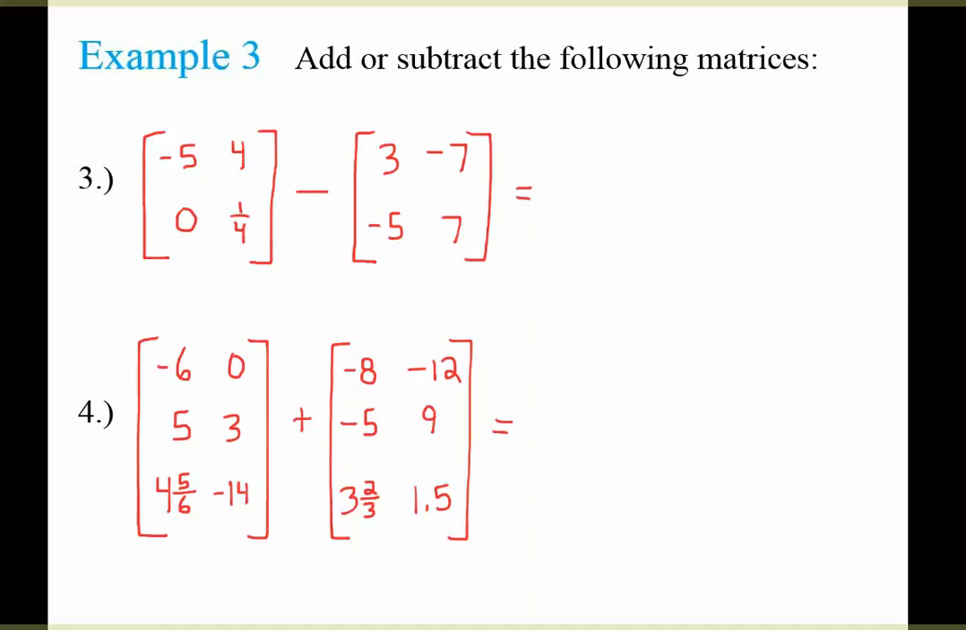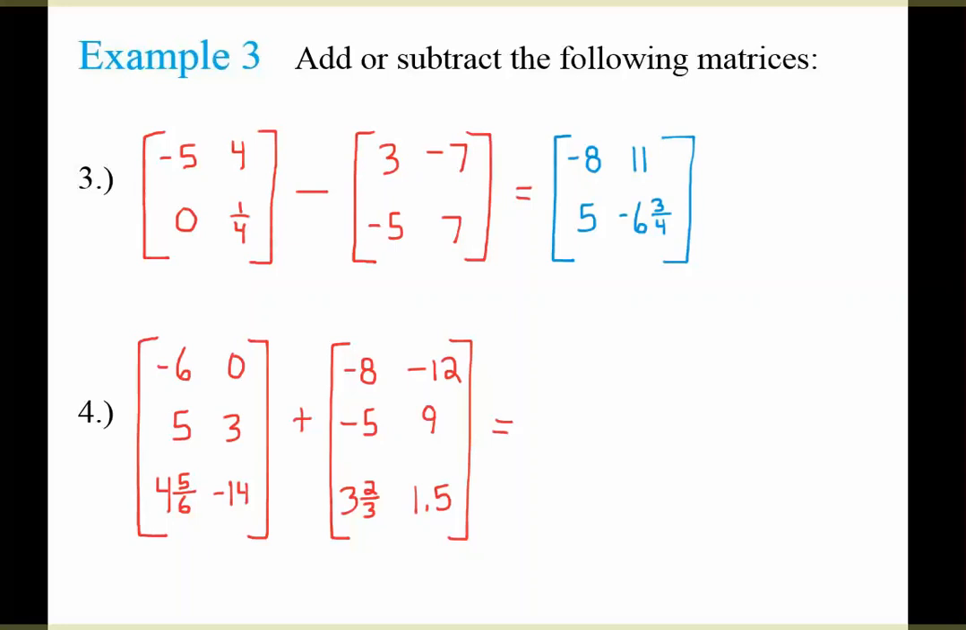Okay, let's take a look at how we did. So in number 3, our answer matrix is going to be a 2 by 2. And you should have come up with -8, 11, if we're going by rows, 5, and then -6 3/4. And those bottom right numbers, 1/4 minus 7, that's type 1 subtraction, turns into a war, plus -7. Negatives win, they win by 6 3/4.